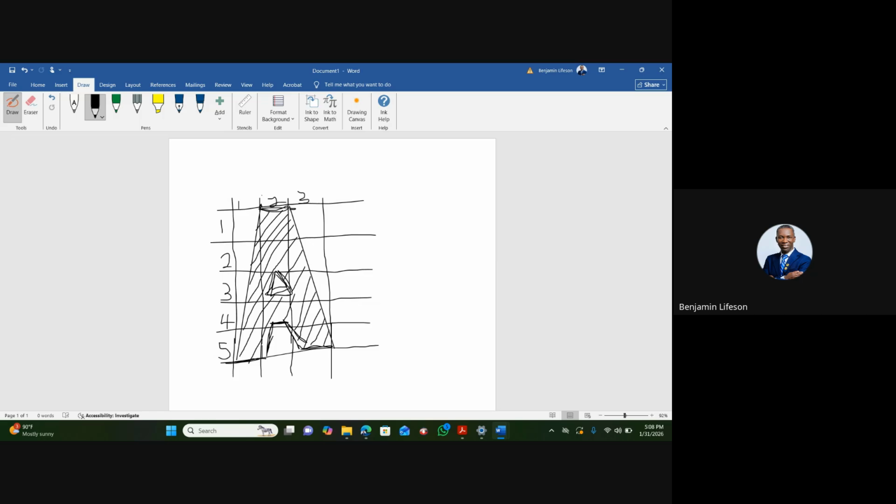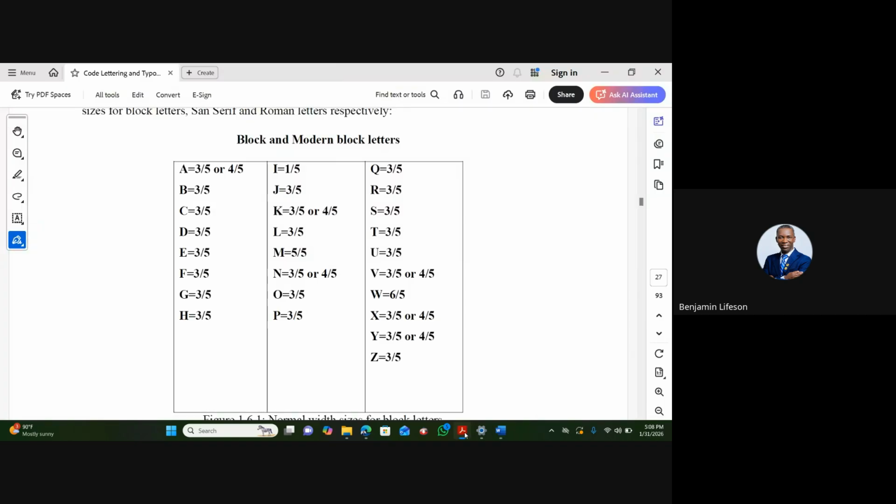All right, so we have seen letter A over here, occupying what? 3 by 5 spaces. So it's occupying how many squares? 15 squares. So 1, 2, 3, 4, 5, 6, 7, 8, 9, 10, 11, 12, 13, 14, 15. So ladies and gentlemen, that is what we are talking about. Or it can also occupy 4 by 5. So take note of that.